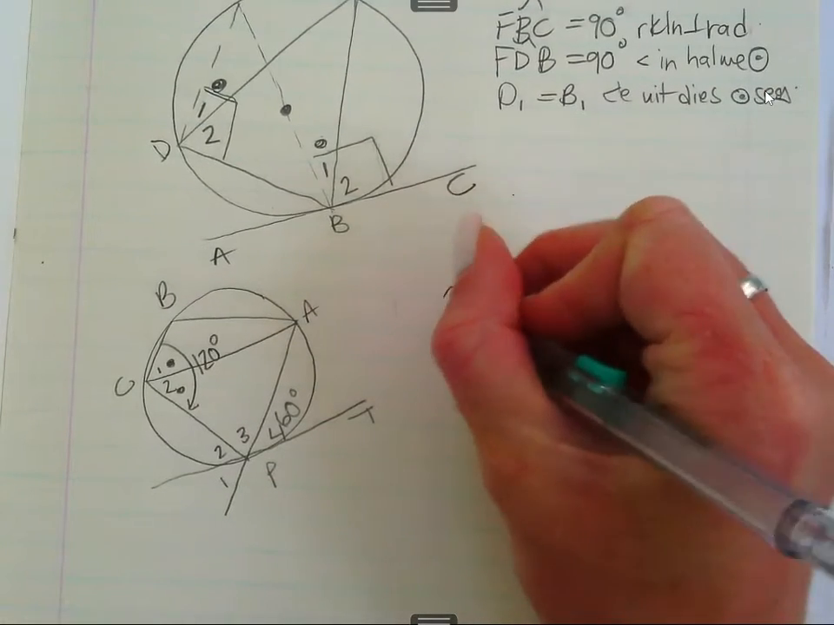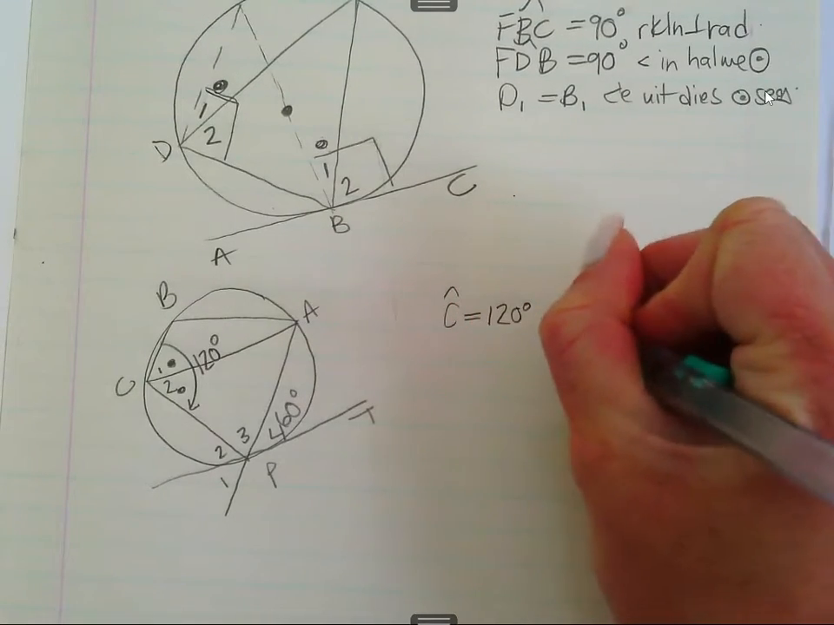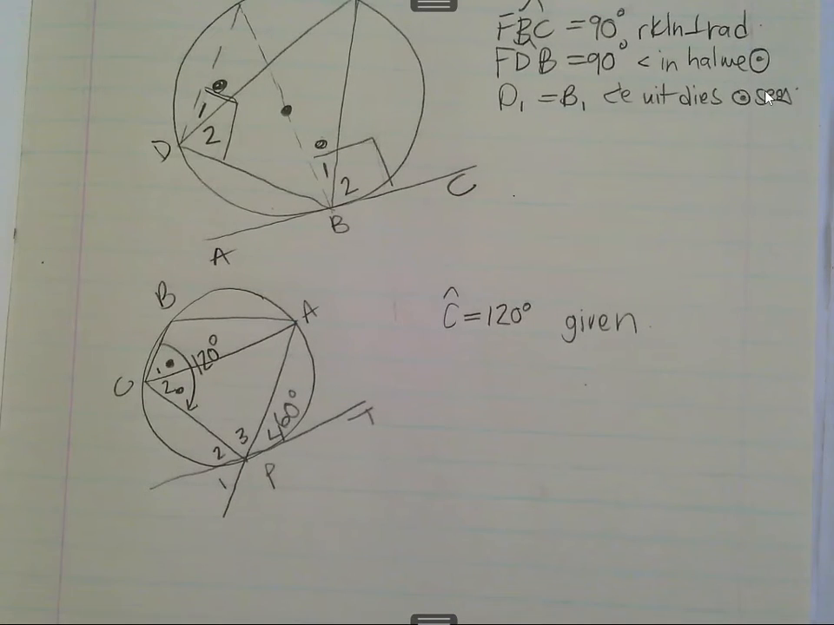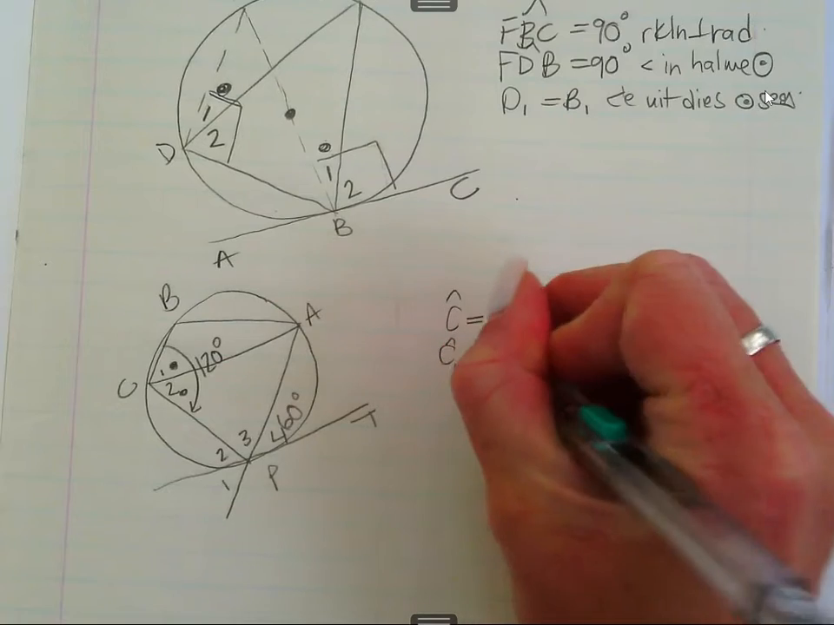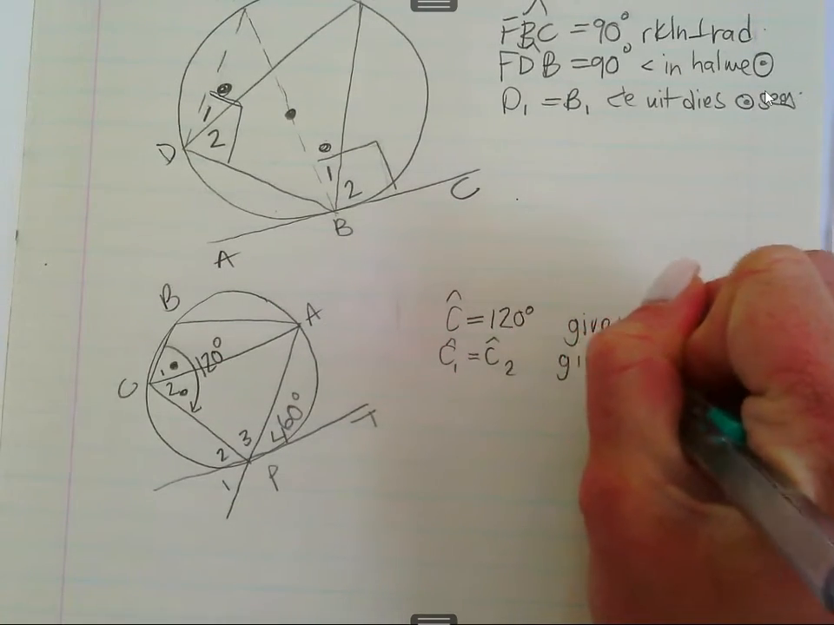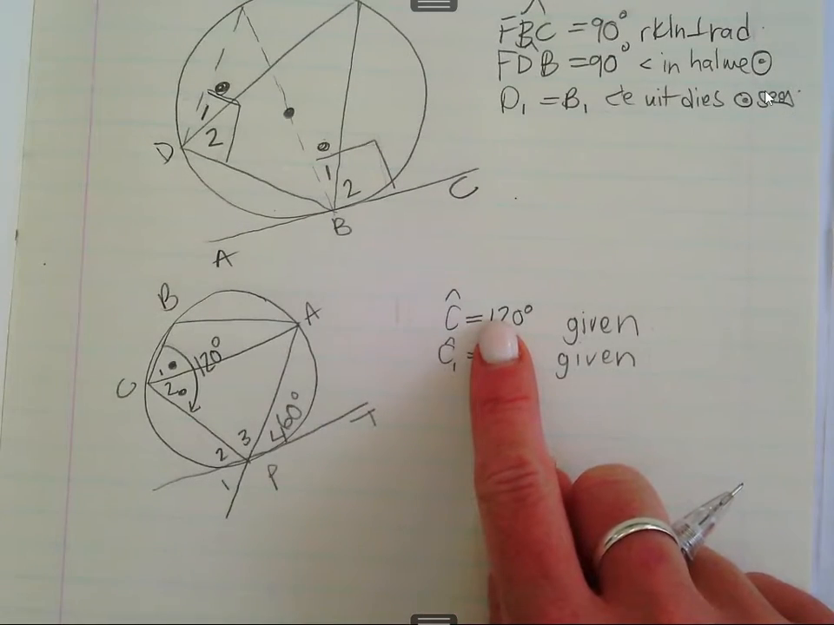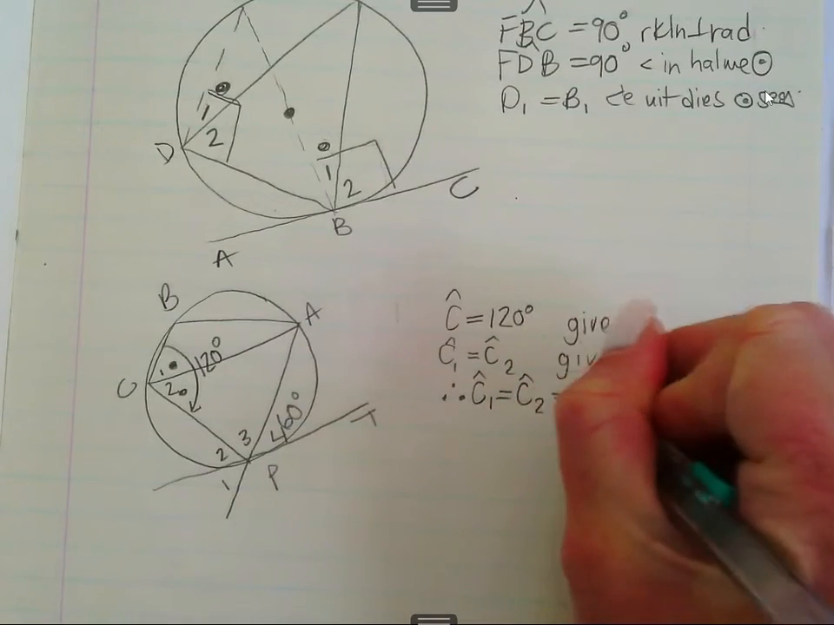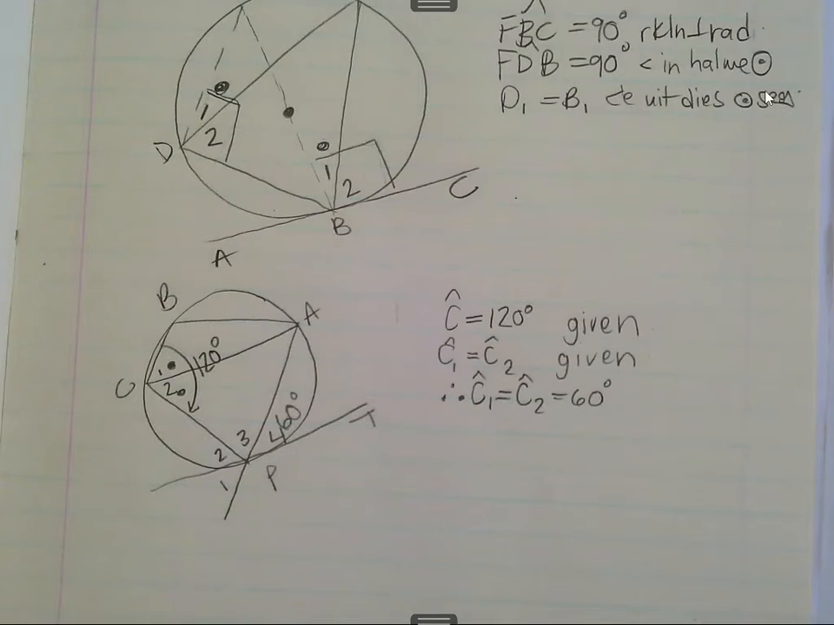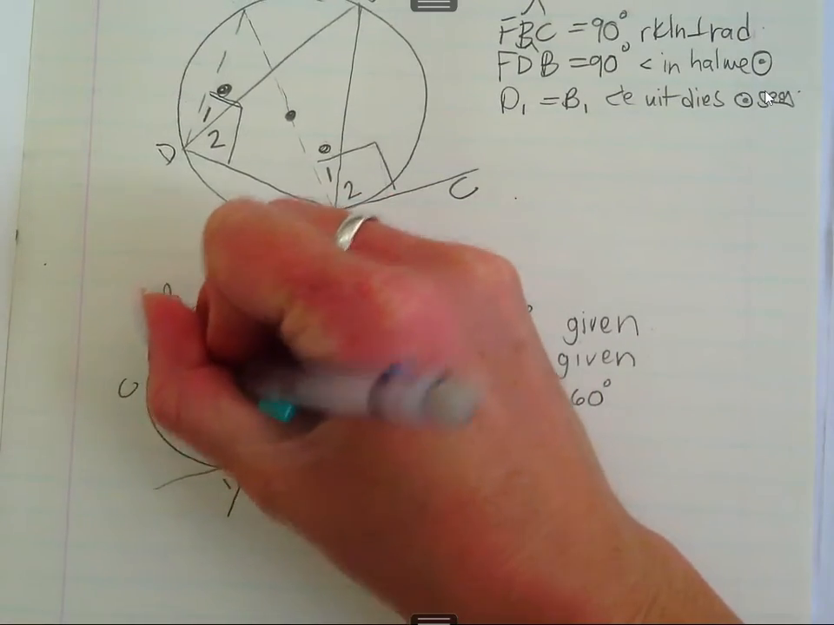So I'm going to say C is equal to 120 degrees. Then I say it was given. So if I want to use something that they've given me and I write it down, then you have to say it was given. C is 120, it's given. C1 is equal to C2. That was also given. So because they are equal to each other and they are equal to 120 together, I can come to the conclusion that C1 is equal to C2 is equal to 60 degrees. There's no geometrical reason for that. If two things are equal and they add up to 120, they must be 60 each. Does that make sense? So that means that this angle is 60 degrees and that angle is 60 degrees.